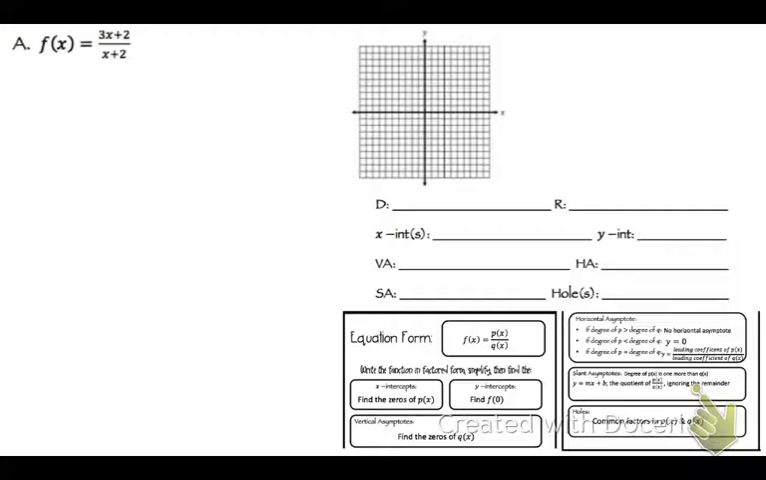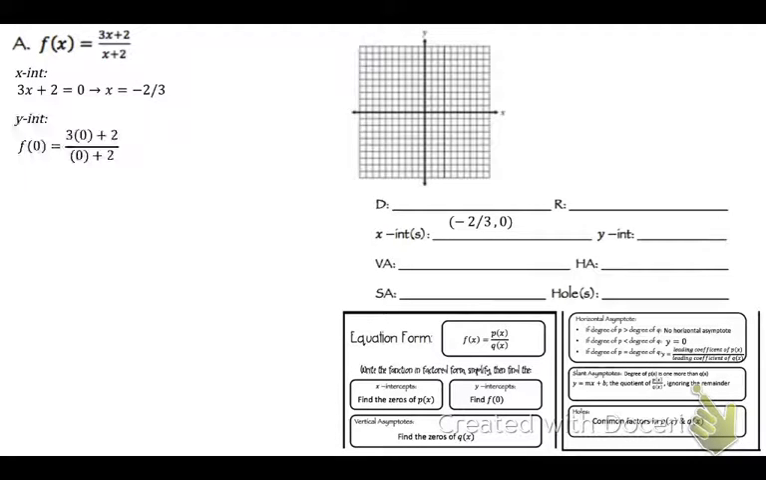This first example, we have f of x equals (3x plus 2) over (x plus 2). That is simplified as far as it can go, so we don't need to simplify it anymore. So let's find the x-intercepts. That's where you set the top equal to 0. So that means x equals negative 2/3. So my x-intercept is negative 2/3, 0.